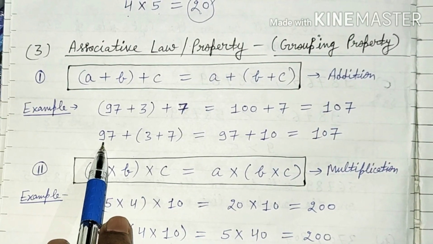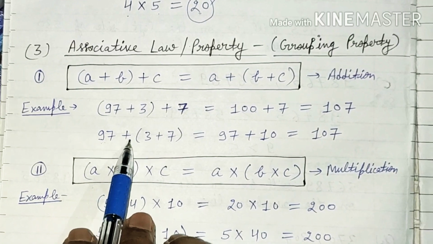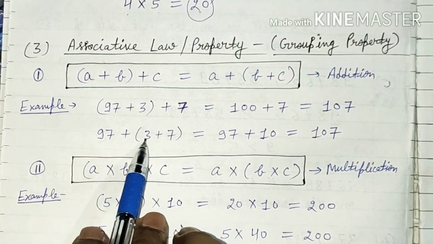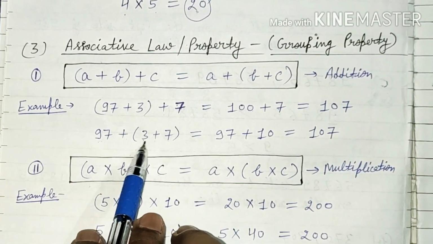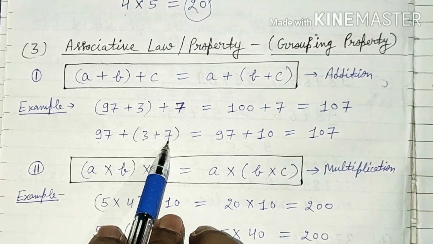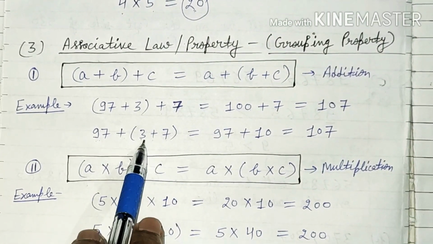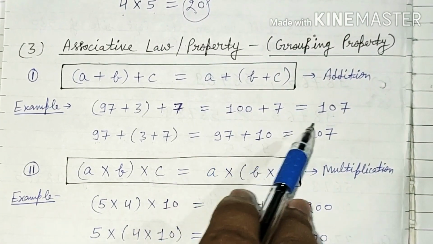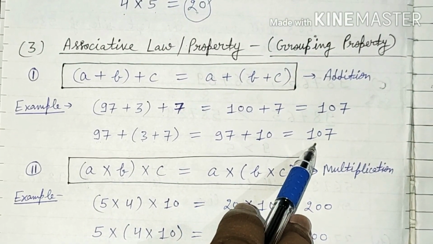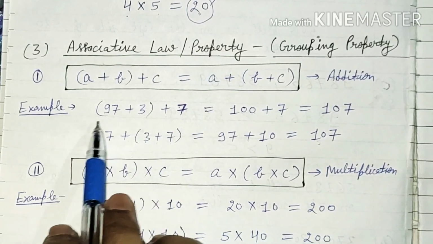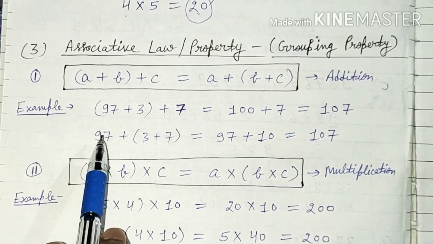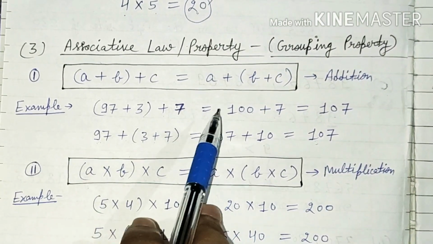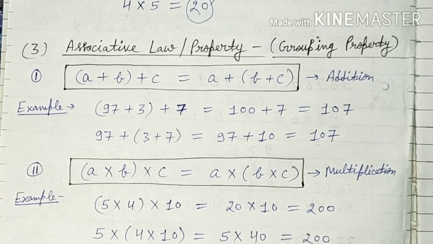Now in the second expression, 97 plus 3 plus 7. In this we have grouped 3 and 7 together. So first we will have to solve this bracket. When we solve this bracket, 3 plus 7 will become 10 and 10 plus 97 will be equal to 107. So that means it does not depend upon the grouping. The answer will always remain the same. It does not depend upon the grouping of the numbers.